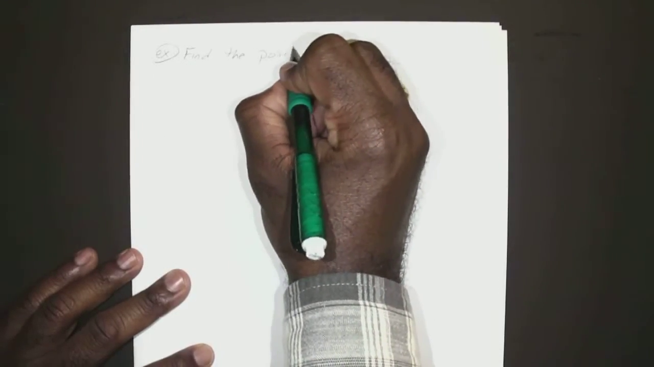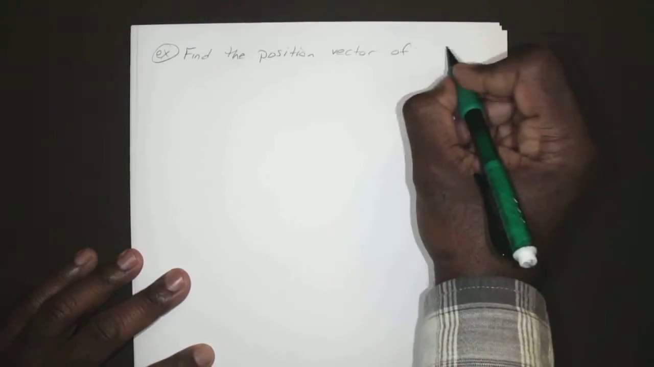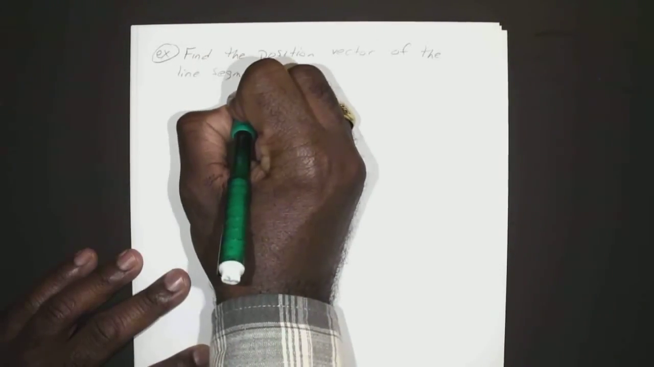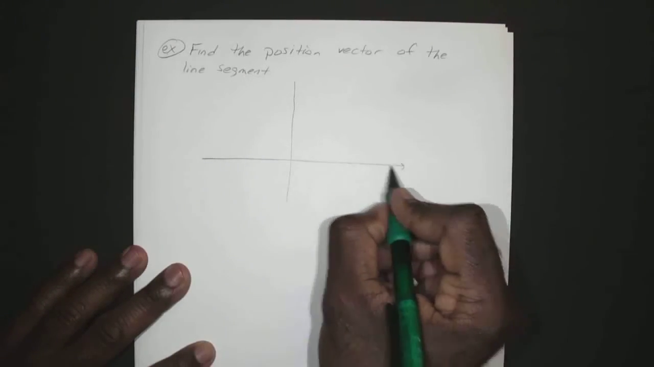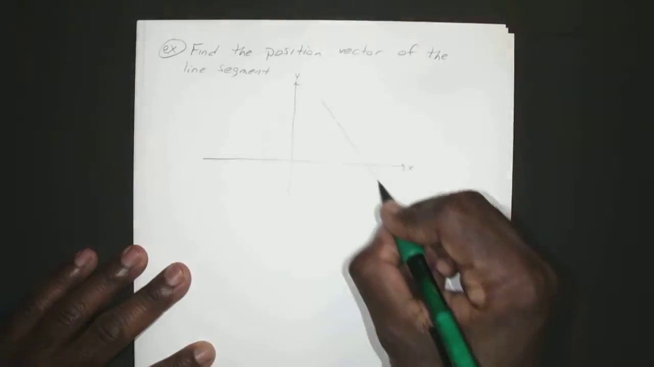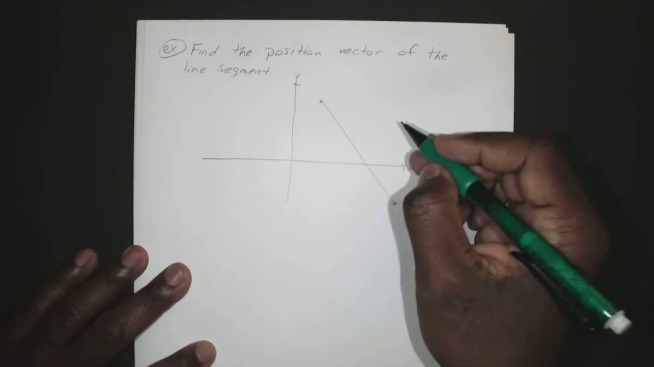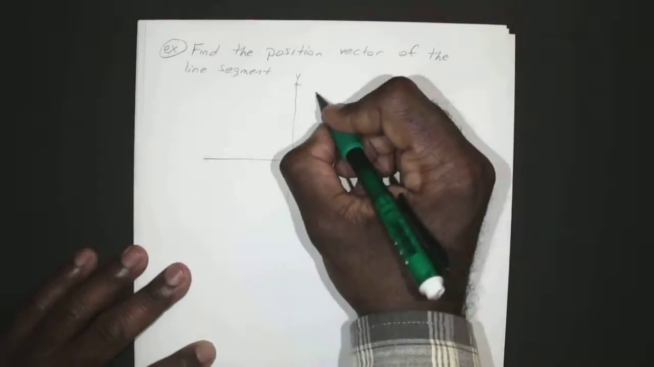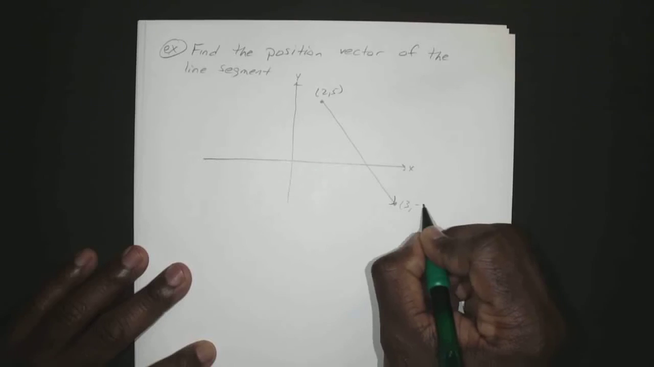Find the position vector of the line segment. Okay, so let's say we have our line segment. We have our X, we have our Y. Okay, and this is our line segment. Okay, so they go from 2, 5, to 3, negative 1.